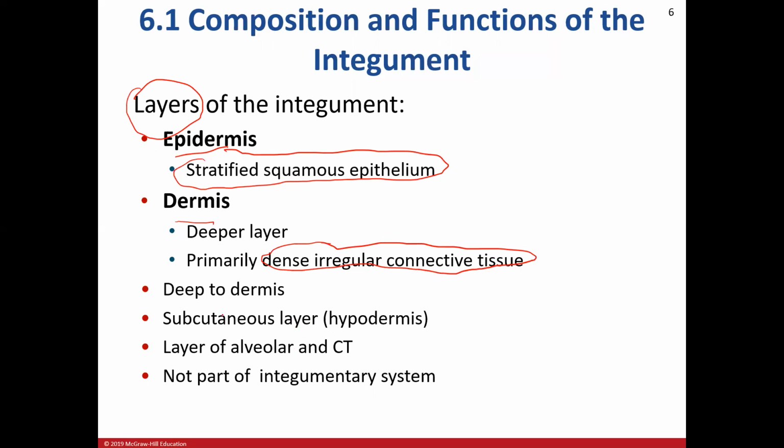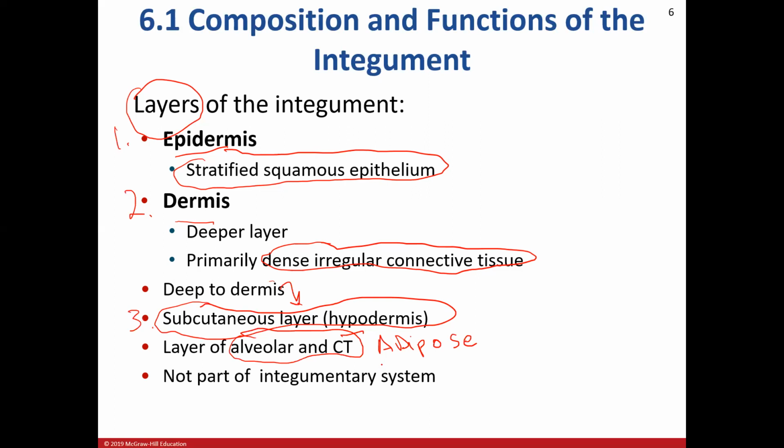So deep to the dermis, below the dermis, is the subcutaneous layer, which is hypodermis. So technically that's the 3rd layer. Sometimes the books just say 2. So there's 1, 2, and 3 layers of skin, basically. Hypo means below. And that tissue is generally areolar, which is loose connective tissue, and also adipose, which is a loose connective tissue. So areolar is loose connective tissue, so is adipose. They say it's not part of the integumentary system, but it definitely is part of the skin.